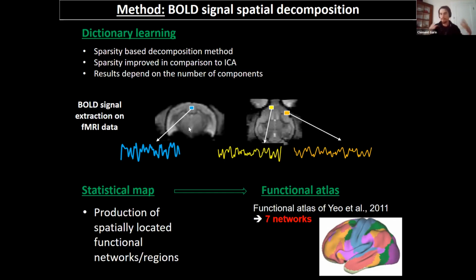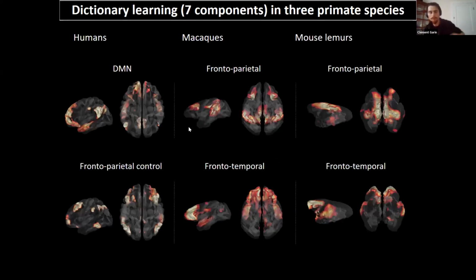So classically, this method is going to produce statistical maps, and these statistical maps can be concatenated into a functional atlas, as has been done, for example, by Yeo et al. in 2011. Since this study is a gold standard and found that we could segment the brain network into 7 networks in human, I choose to use 7 networks in all our three primates.